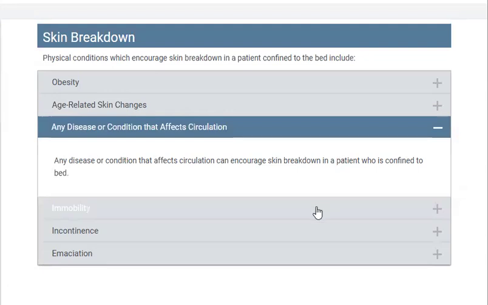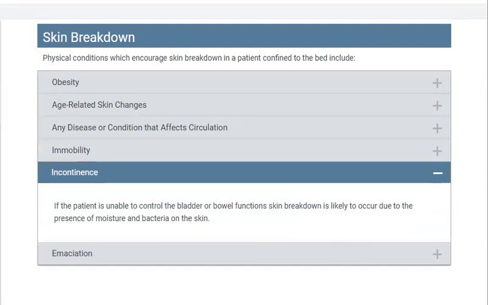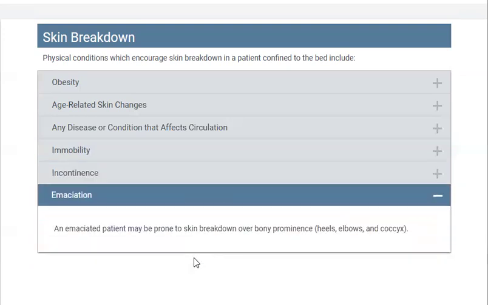Immobility. Continuous pressure over any body part impairs circulation to that part and can cause breakdown and eventual ulcerations. Incontinence. If the patient is unable to control bladder or bowel function, skin breakdown is likely to occur due to the presence of moisture and bacteria on the skin. Emaciation. An emaciated patient may be prone to skin breakdown over bony prominences, heels, elbows, and coccyx.